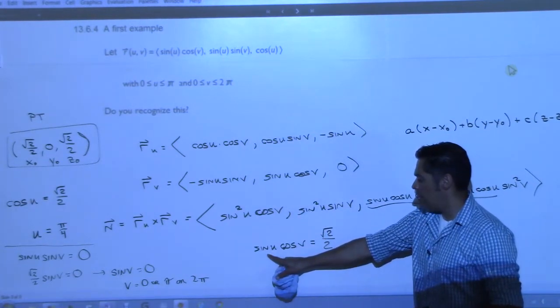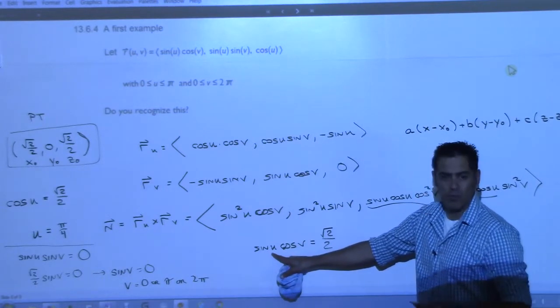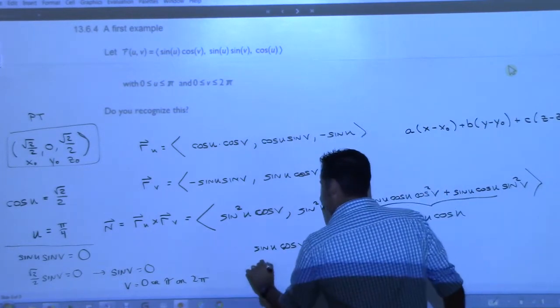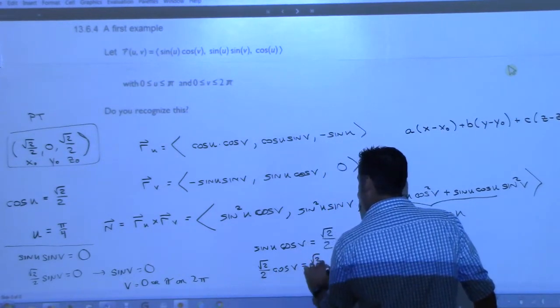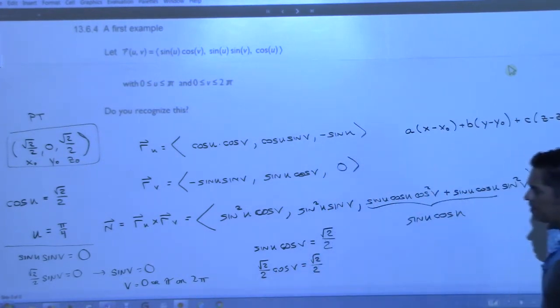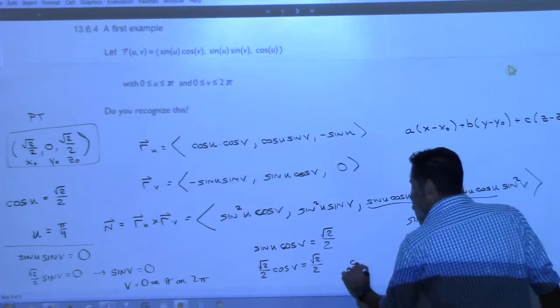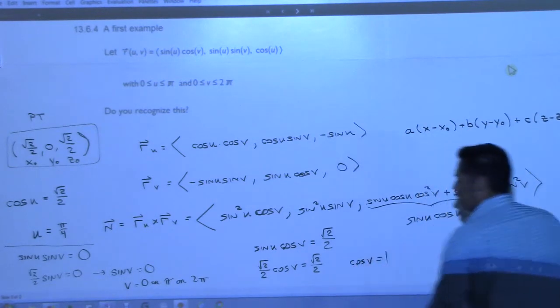We already knew what u was, right? So that's pi over 4. So sine of pi over 4 is root 2 over 2. So we have root 2 over 2. Cosine of v must be root 2 over 2. Divide both sides by root 2 over 2, and you get cosine of v must equal 1.